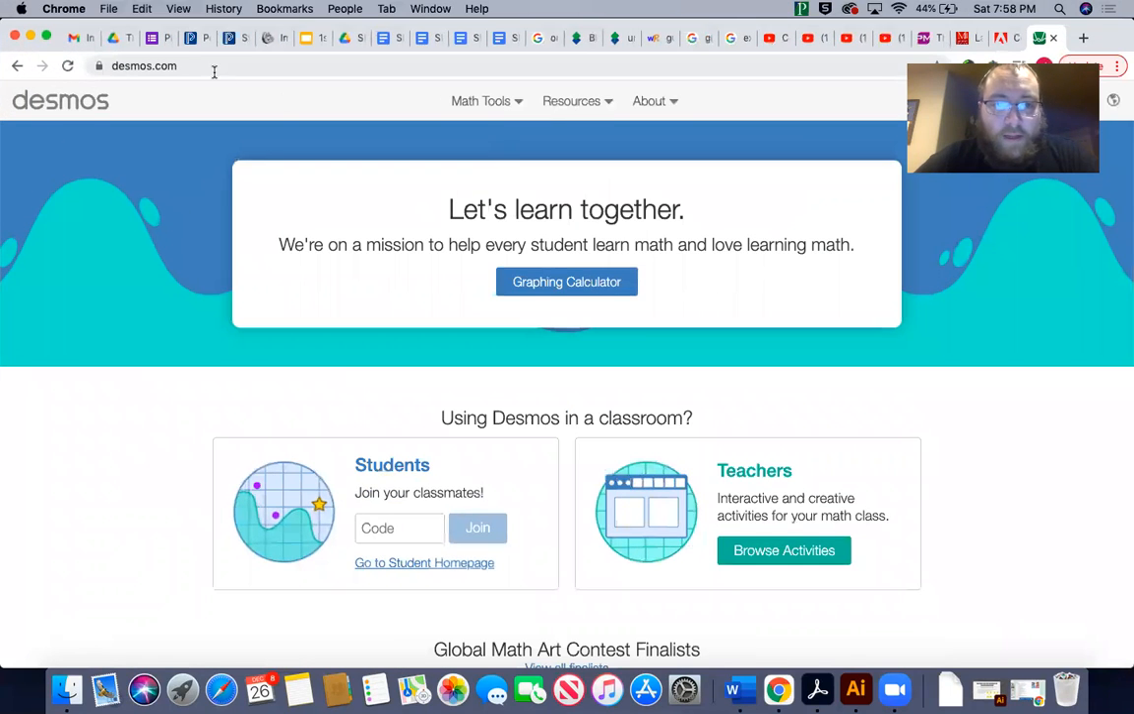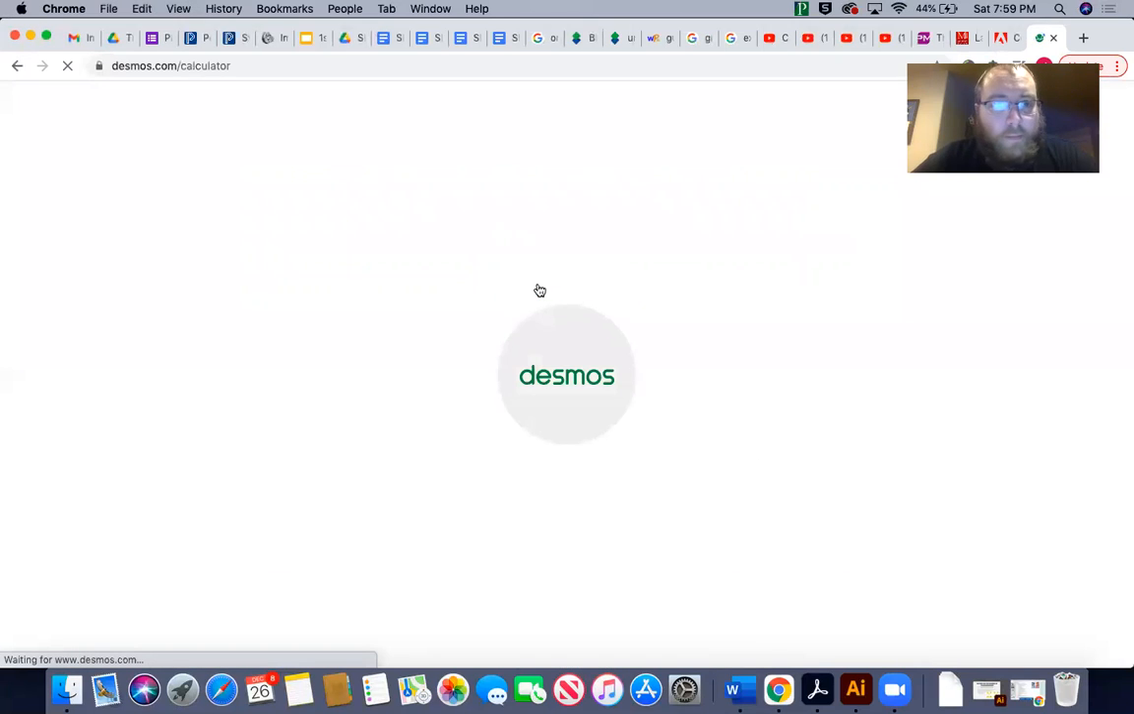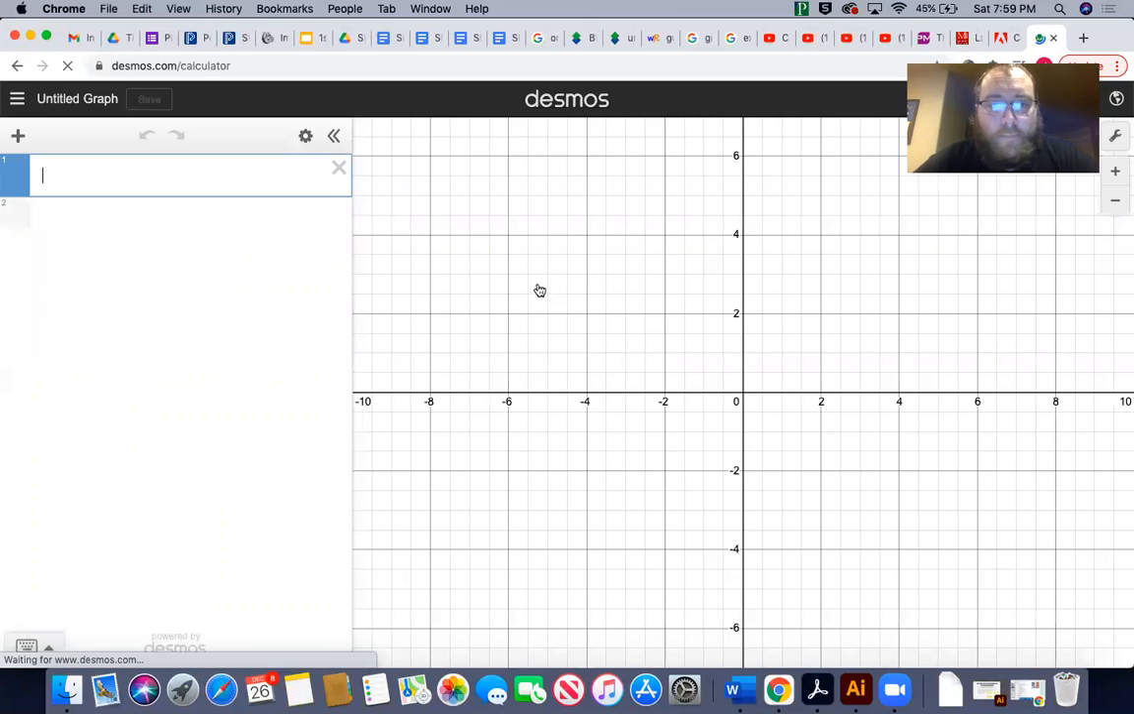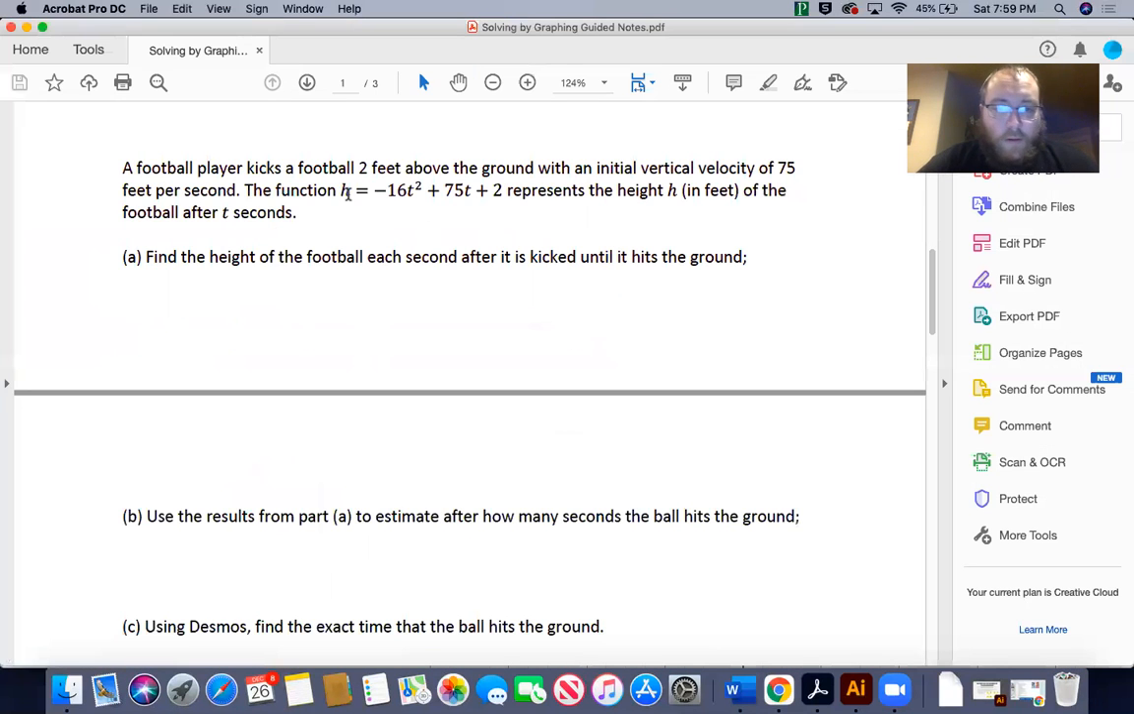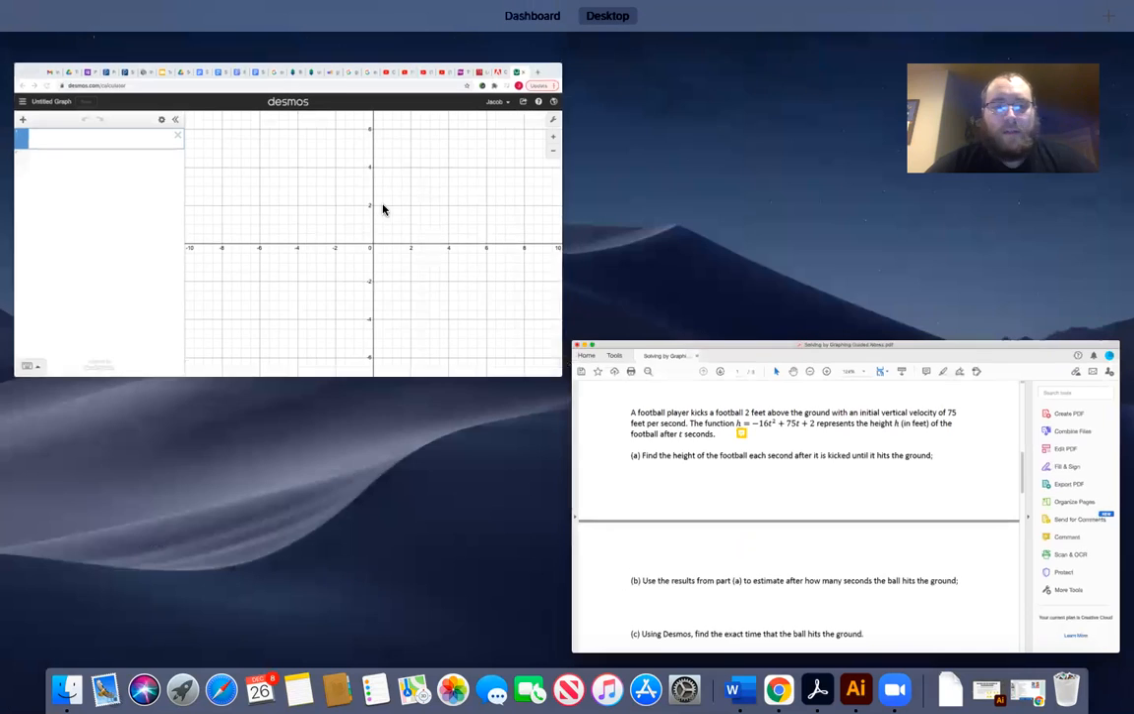So, anyways, we need to go to desmos.com. This is what you'll encounter, and you click on graphing calculator. So here we have our graphing calculator. Over here to the left, we're going to type in our equations that we get, and then we'll go from there. So here I'm just going to copy and paste. Oops, this is in a PDF, so I can't copy and paste. So I'm just going to type it in here.